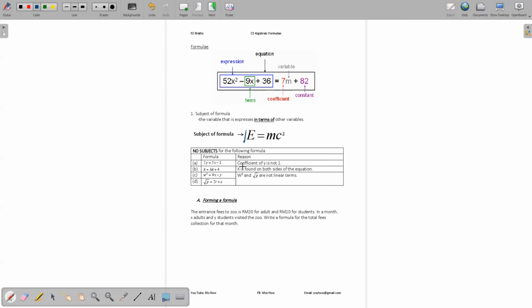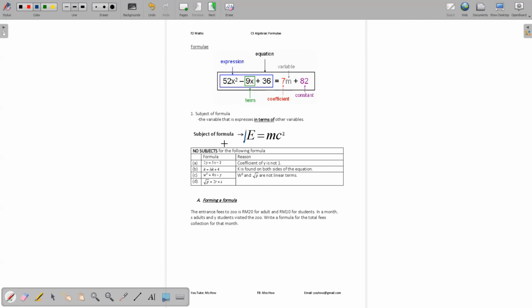And then, you can only find E on one side. You cannot have E here and E over here. And then this E must be a linear term. Linear term as in no power 2, no power 3, or in a fraction form like 1 over E. That will not make this E a subject of formula.